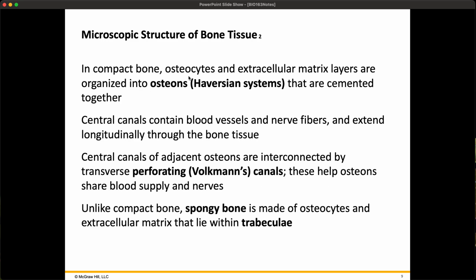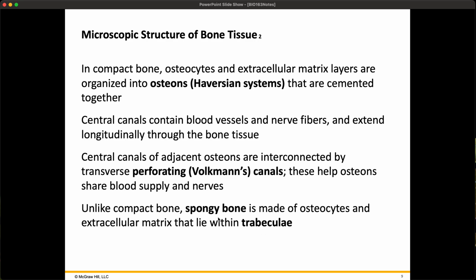So in compact bone, you have the osteocytes and extracellular matrix organized into those osteons that are cemented together. Just like you would have bricks layered together, you have osteons all arranged next to each other and then held and cemented with each other. The central canals, as we said, inside of each ringed osteon, have the blood vessels and nerve fibers, and those go throughout the length of the bone tissue. You also have these perforating canals that connect one osteon to the one beside it, so they can share blood supply and nerves, sensations, things like that.